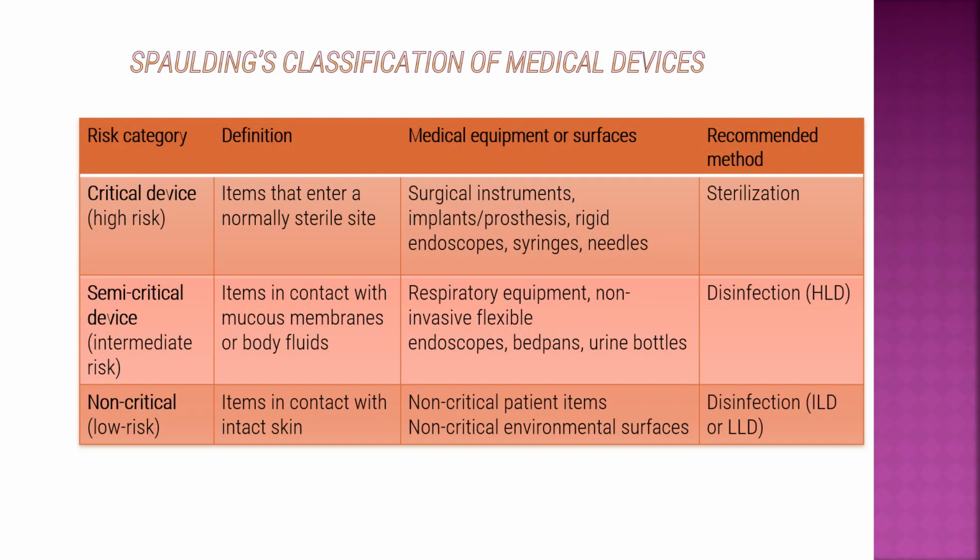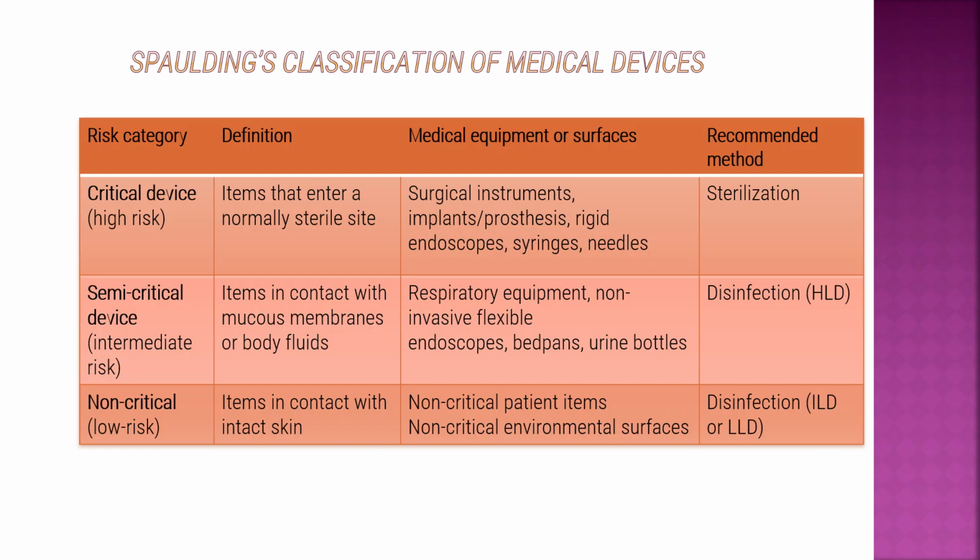Spaulding's classification of medical devices. So they are categorized into the critical device, high risk, semi-critical device, that is intermediate risk, and non-critical device, that is low risk. So critical devices are items that enter a normally sterile site. So they are invasive. The examples are surgical instruments, implants, prostheses, rigid endoscopes, syringes, needles. So the recommended method is sterilization.